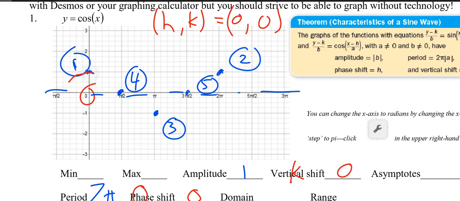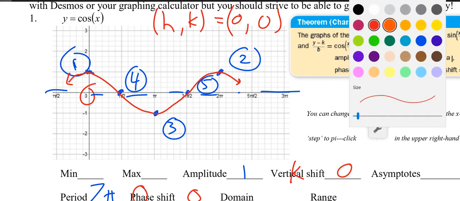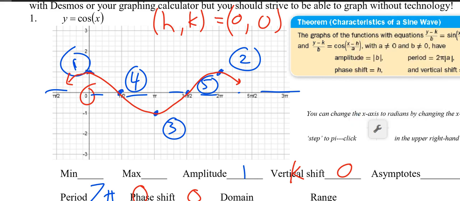And then we do our best to connect the dots. So once you find your HK, you go up to find the first point, over to find the second point, halfway in the middle, and down to find the third point.